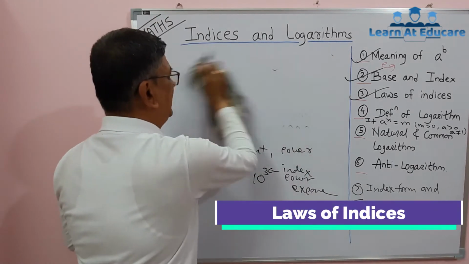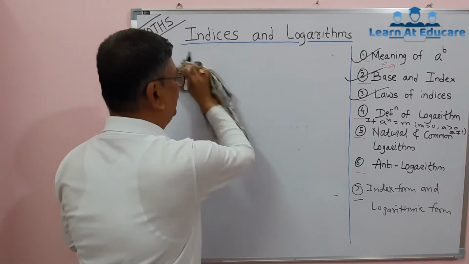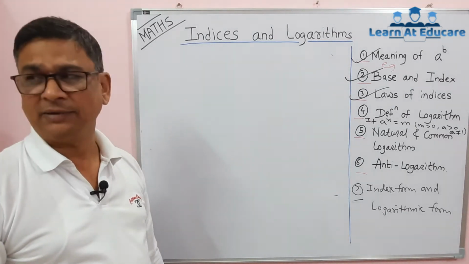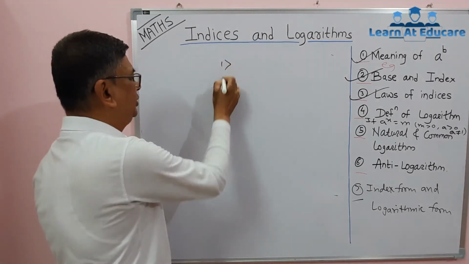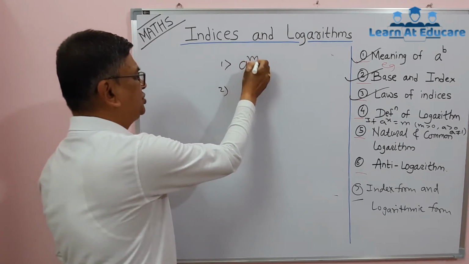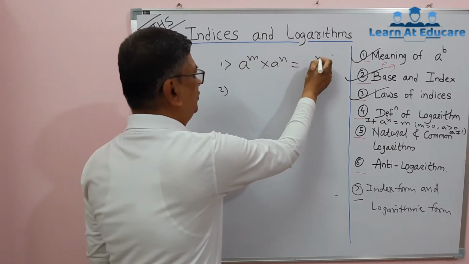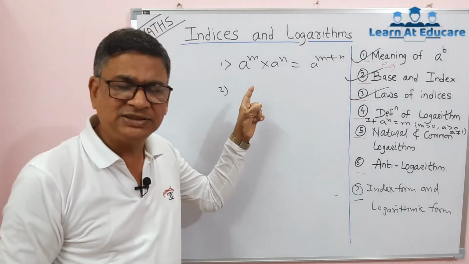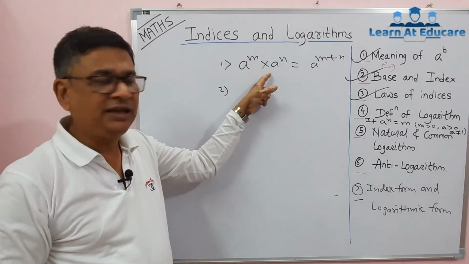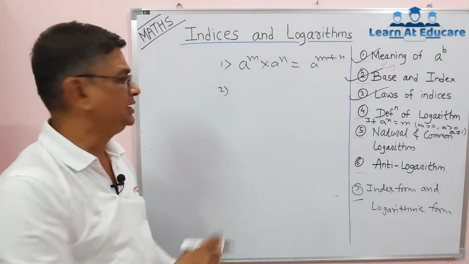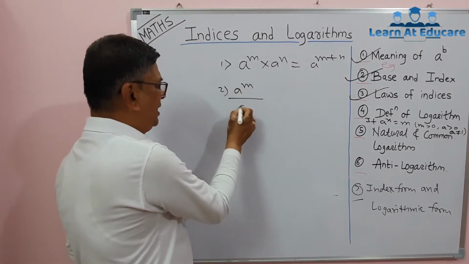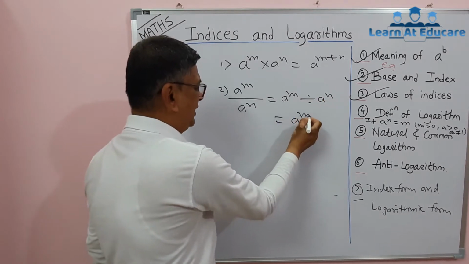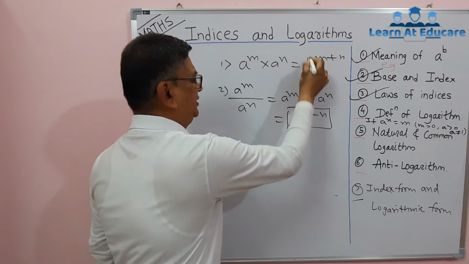Laws of indices are the relations for the particular addition, subtraction, or even multiplication and division that we consider. There are such important laws of indices. The first one is a raised to m into a raised to n is equal to a raised to m plus n. That means if it is multiplication of two index terms with the same base, then there is addition of their indices. Similarly, a raised to m upon a raised to n, is given by a raised to m minus n, like a raised to m plus n.